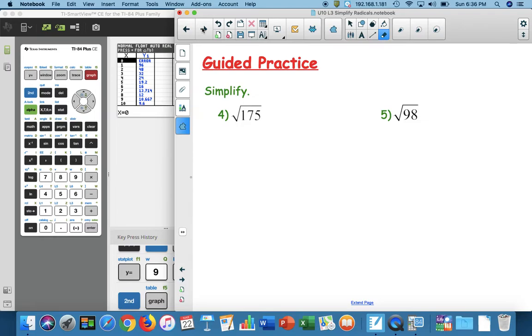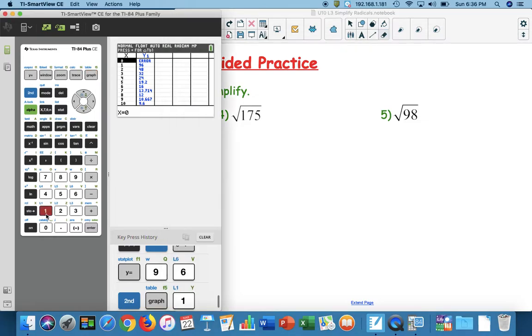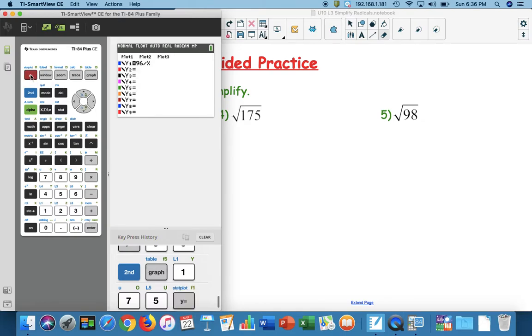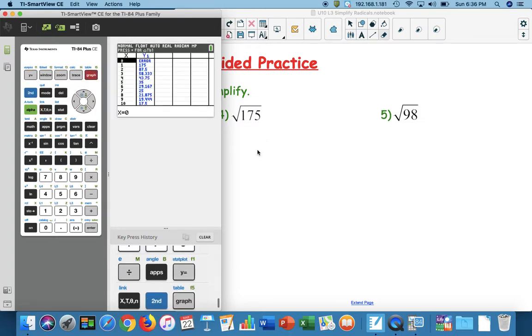Now we're going to try these two on your own. Hit the pause button if you haven't already, and once you get back, we will do these together. Welcome back. Hopefully you have these figured out by now.